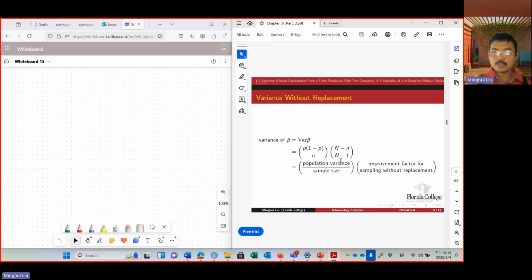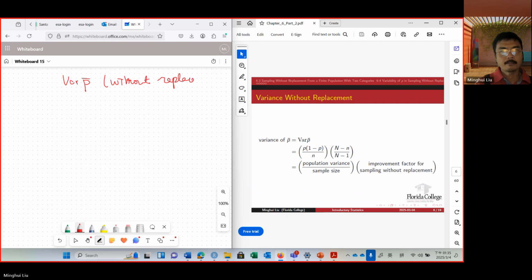Notice that we can rewrite the formula in this way. Here in the numerator, there's a p times 1 minus p. That is what we call the population variance. We'll talk more about that in another slide. And this factor is called the improvement factor for sampling without replacement. Even though I have it on the slide, I'll write it down in red just to emphasize that this is the variance of p bar, without replacement. The variance of p bar without replacement is calculated by p times 1 minus p divided by the small n, times the big N minus the small n divided by the big N minus 1. So this is the formula.